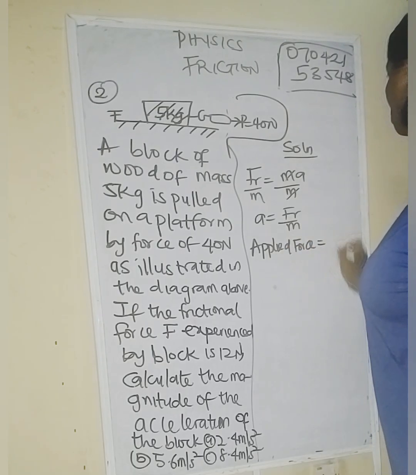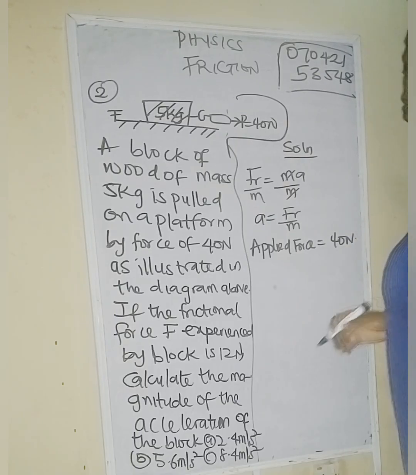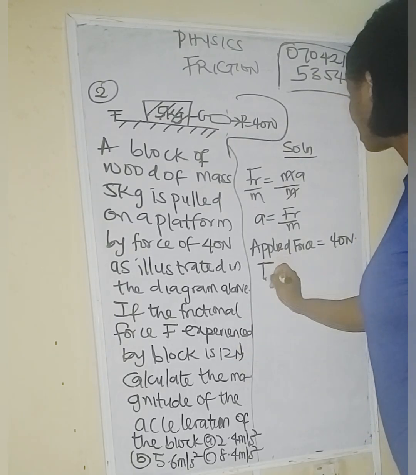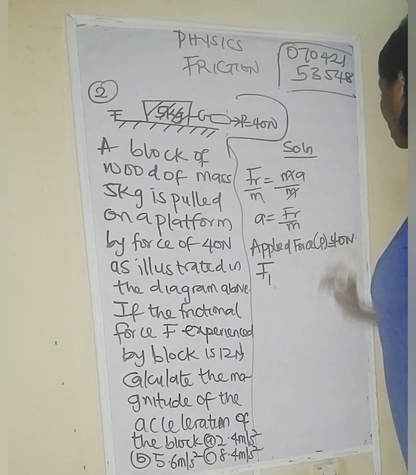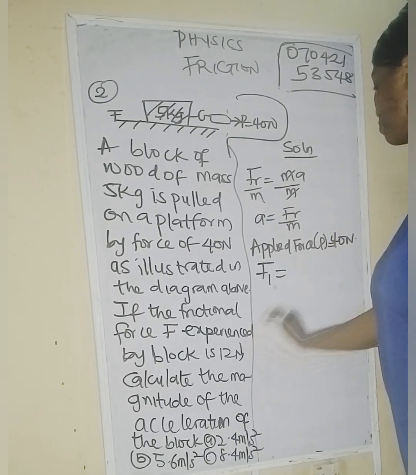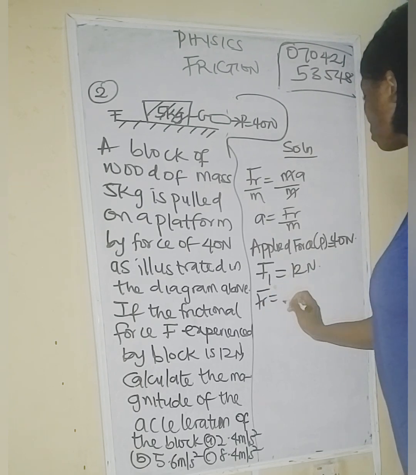Applied force, which is P, which is what? 14 Newton. Are you seeing it now? So we are also given the frictional force, which is Fi. Applied force is P. Don't forget, frictional force is Fi, which is 12 Newton. So we are not given the resultant force. So what are we going to do?